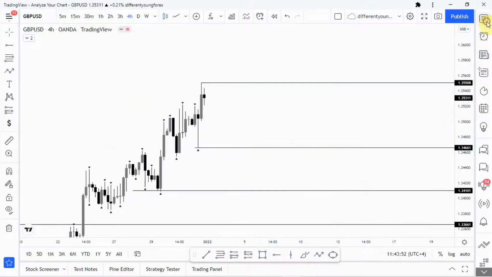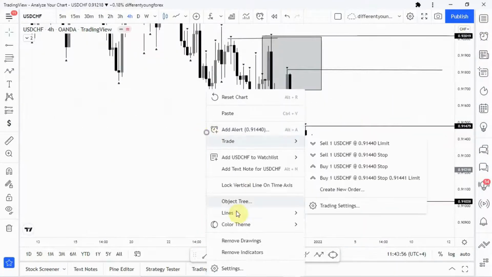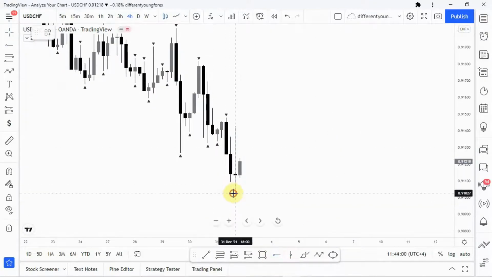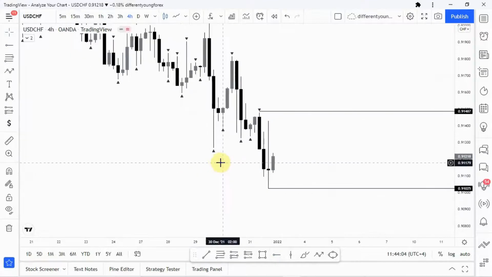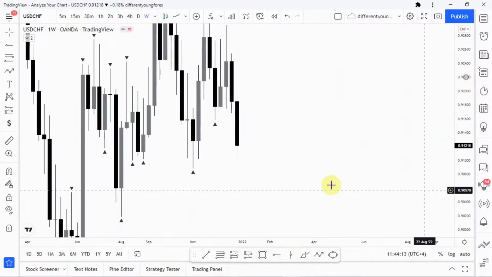And this was GbpUsd. The last one is UsdChf, and we just remove all these drawings. As you can see on the 4H time frame, this is low and this is high. We are bearish on USDCHF. And let's go to the weekly time frame. Do we have anything? On the weekly time frame we have nothing.